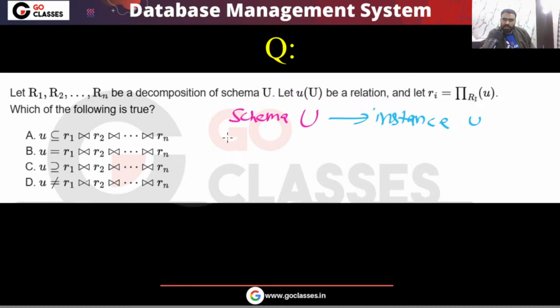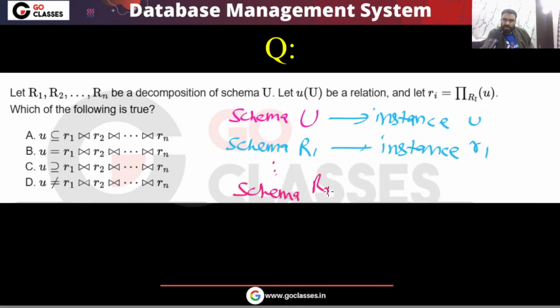Similarly, these sub relations also have instances. This schema is capital R1 and the instance is small r1. Similarly, this schema is capital Rn and the instance is small rn. So the question is asking, if this is your decomposition, then which statement will be true?